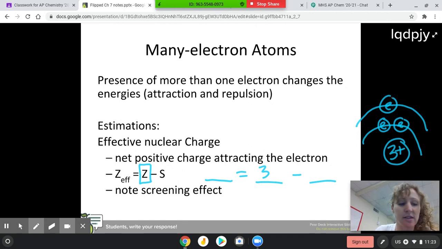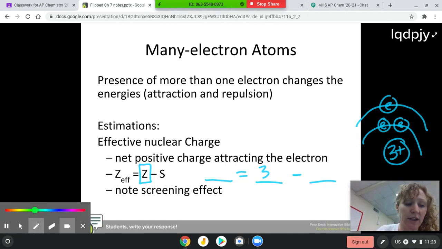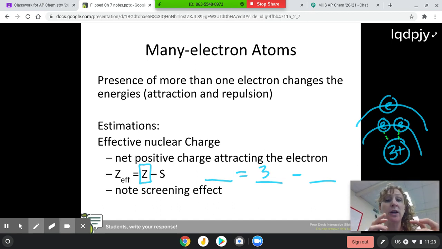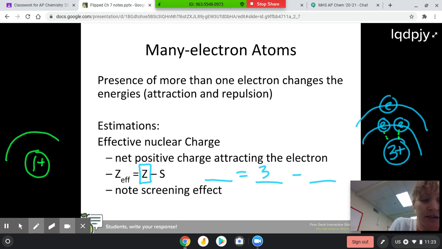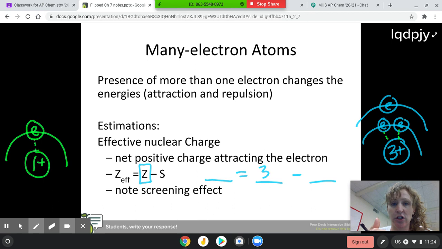So these inner or core electrons are going to feel an attraction of 3+ to that nucleus. So those electrons are actually going to be drawn closer than the one electron in hydrogen, because hydrogen, for comparison, just has a nuclear charge of 1. So the core electrons in lithium will be drawn closer to the nucleus than that core electron in hydrogen would be, because of the higher nuclear charge.